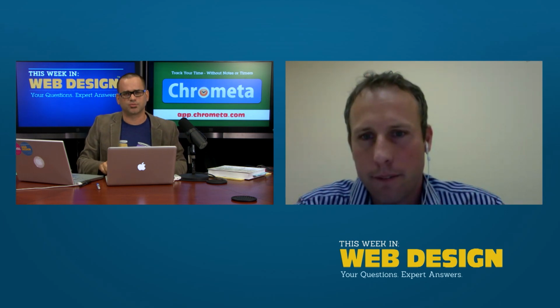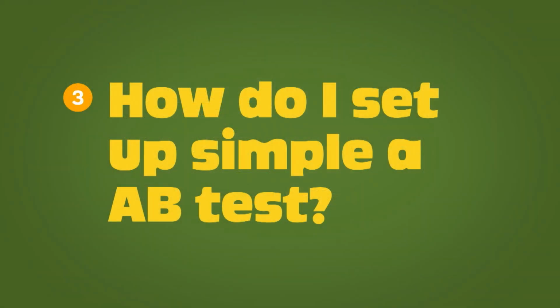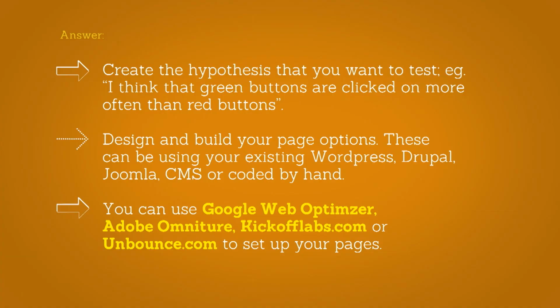In the last question, and one that's really tactical, look, Martin, how do I do this? How do I set up a simple A/B test? Okay, so the first thing is you've got to create a hypothesis, right? What do you want to test? So an example you've got here is, I think that green buttons are clicked on more often than red buttons. That's just a small example with a punctuation in the wrong place, but that's just a small example. I won't correct the English.